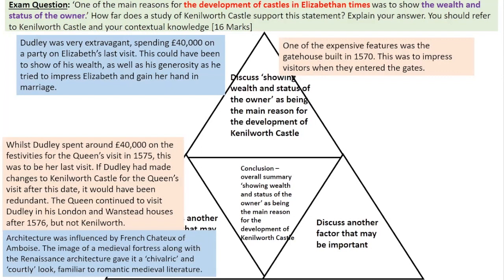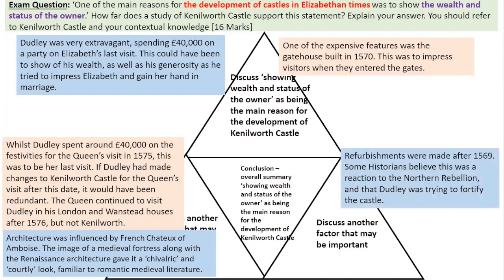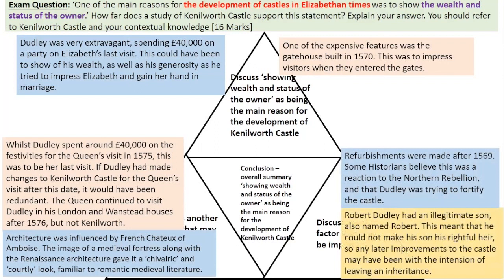Now, what can we possibly put in the third? Well, refurbishments were made after 1569. Now, we should hopefully remember that the Northern Rebellion took place in that year. So maybe this was an attempt to fortify the castle rather than showing off wealth. Robert Dudley had an illegitimate son named Robert. This meant that he could not make his son the rightful heir. So any later improvements to the castle would have been with the intention of leaving an inheritance.